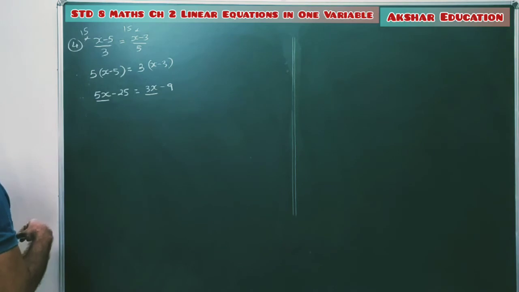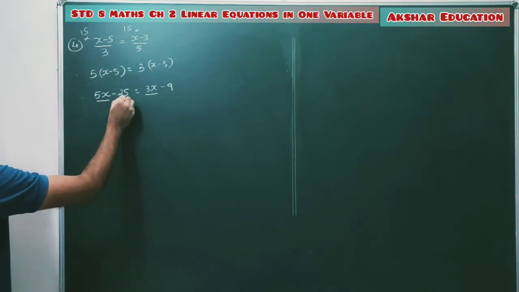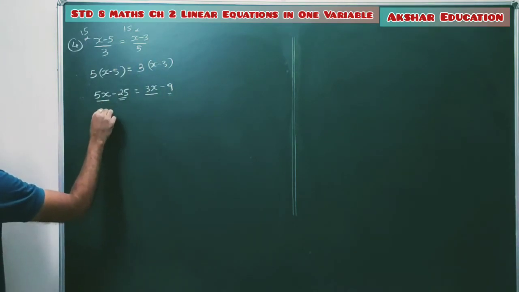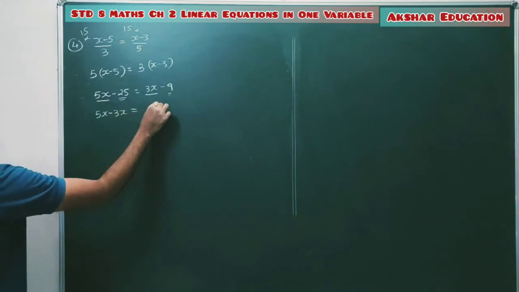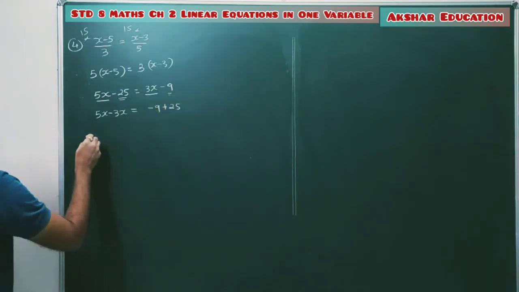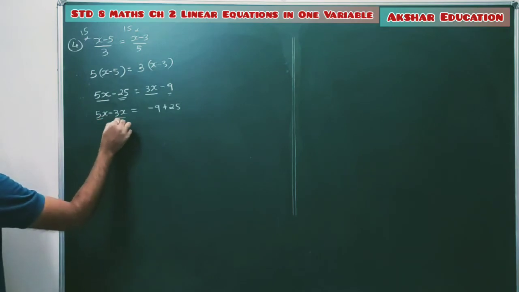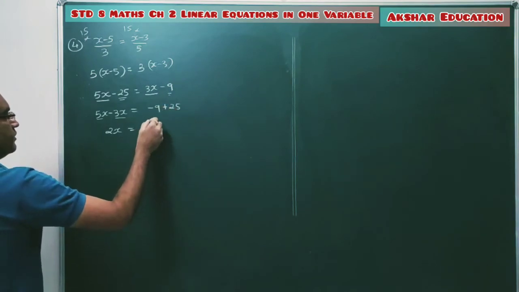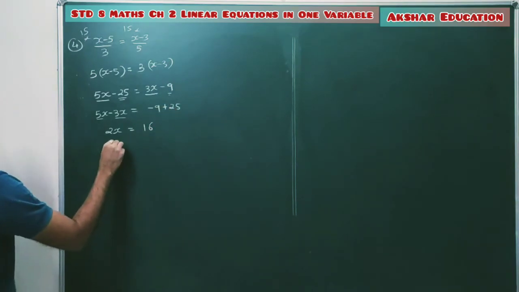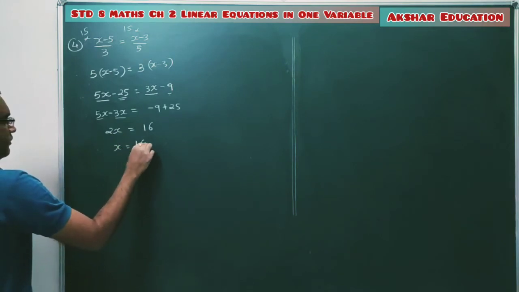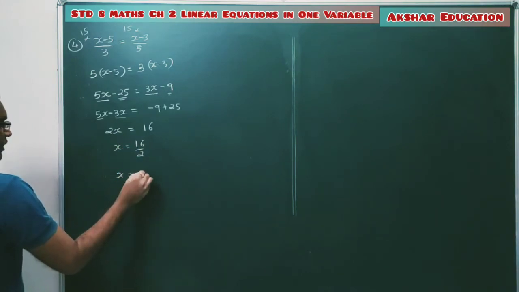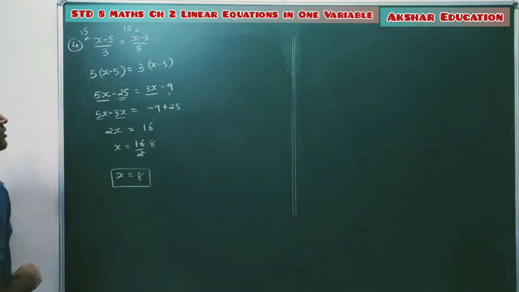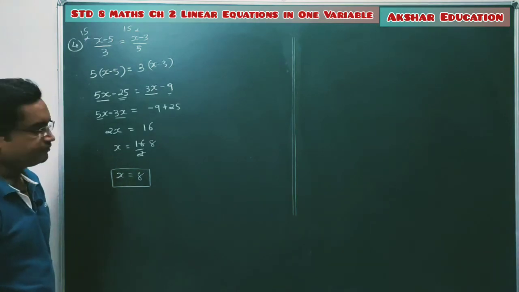Now keeping these terms with variable x on the same side of the equal to and terms without any variable on the other side of the equation. So this is 5x minus 3x equal to minus 9 plus 25. So this is 5x minus 3x, which is 2x, and this is 25 minus 9, so it is 16. So here x is in multiplication, so it will go into division. So we are getting the value of x, 2 8s are 16. So x equal to 8 is the solution of our equation.